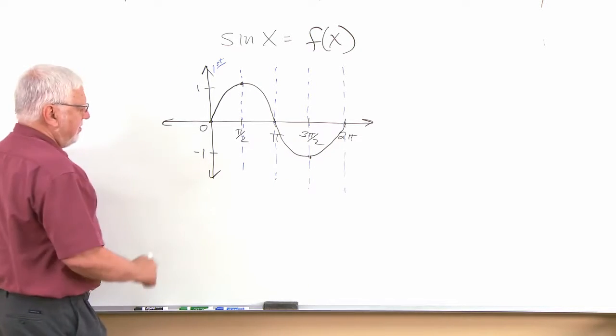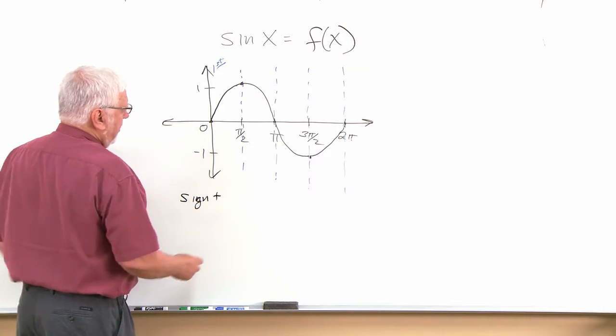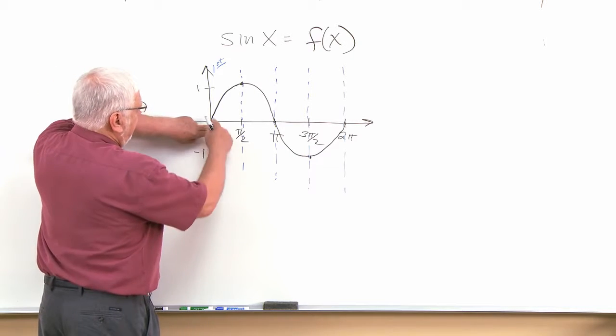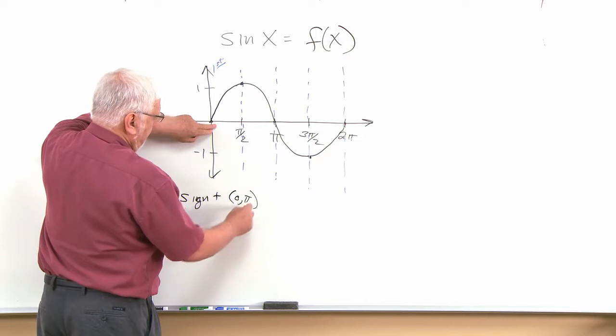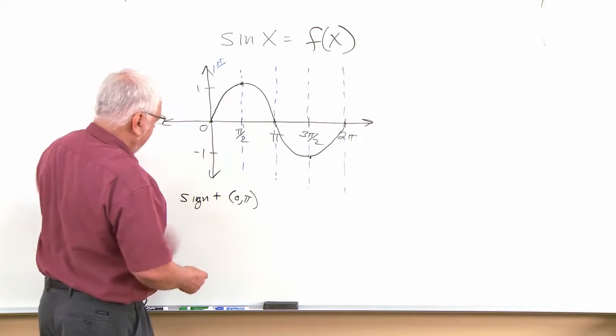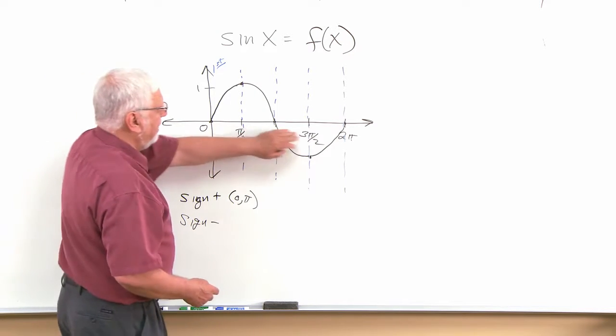So if we want to know where the sine is positive, we could go with the interval from 0 to pi, where it's positive. Now where is the sine negative? Pi to 2 pi.